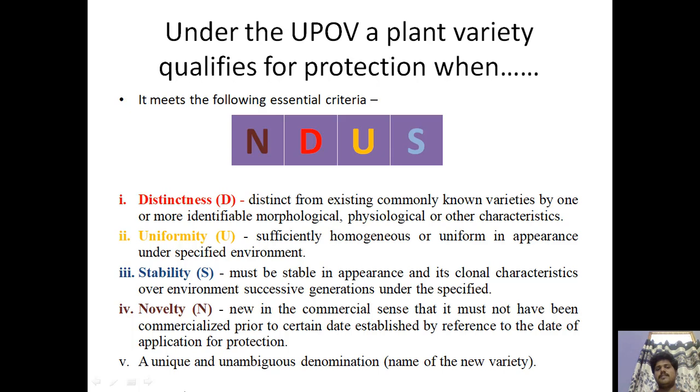Then uniformity, that is, it should be sufficiently homogeneous or uniform in its appearance in a specified environment. And finally, it should have stability, that is, a stable appearance and characteristics over successive generations under the specified time. And a unique and unambiguous denomination, which means it should not be a confusing name, that is nothing but the name of a variety. So these are the criteria that should be met for qualifying a variety.